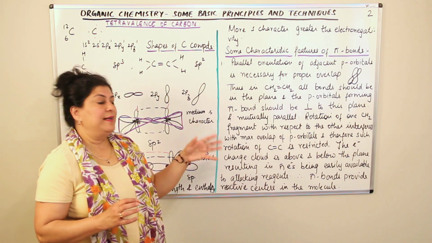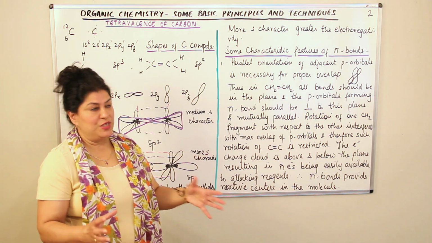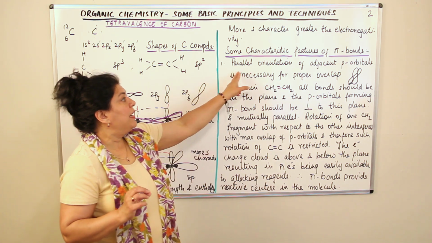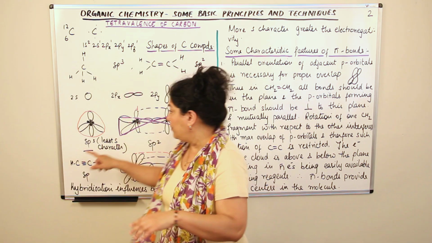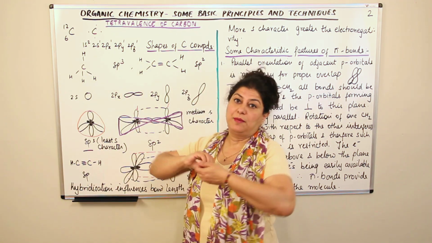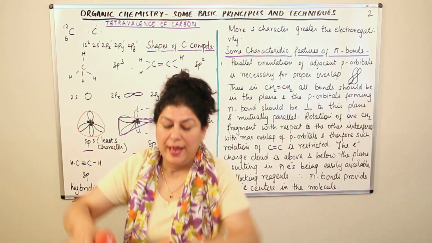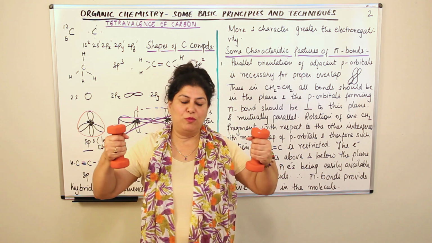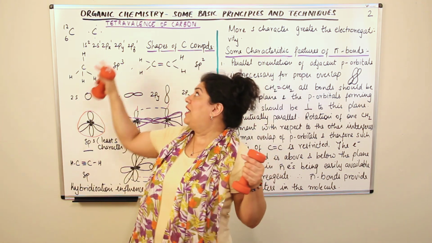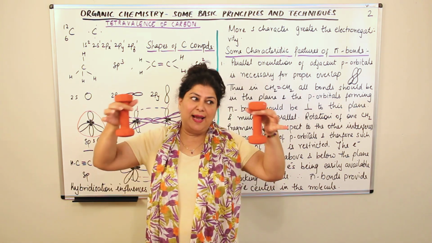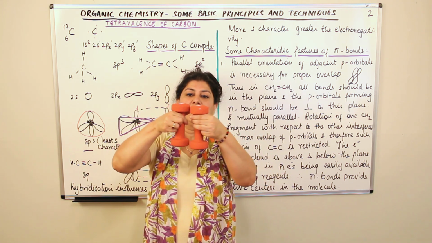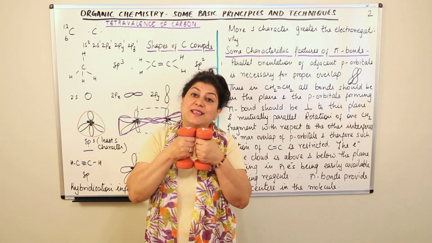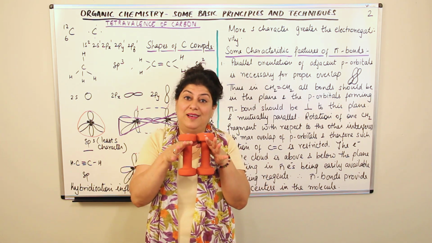So now let us again understand some characteristic features of these pi bonds. For the formation of a pi bond, parallel orientation is needed. I'm not talking of the first bond. The first bond is a sigma bond. It is formed by the head-on overlap. For a pi bond, that is the second bond to be formed, the overlap is of an unhybridized p orbital, and the two lobes of the p orbitals must overlap sideways. In order to overlap sideways, these should be parallel.